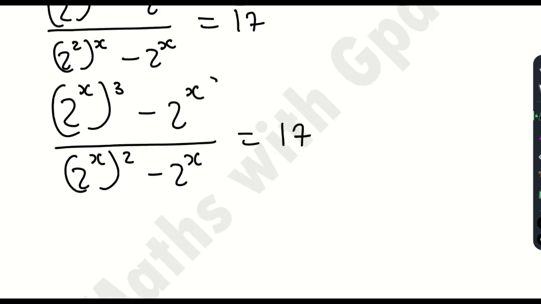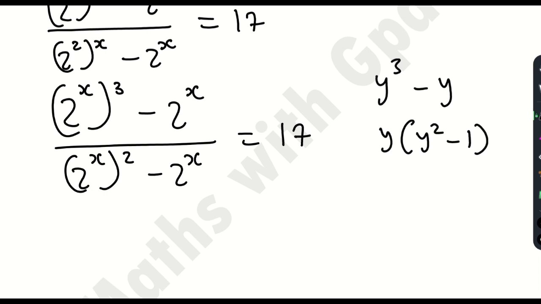But I want you to look at this right here and tell me what is common. 2 raised to the power of x is common. Here too, 2 raised to the power of x is common. Okay, so I'm going to factor 2 raised to the power of x out. For example, let's say you have y raised to the power of 3 minus y. Of course, you can factor out y. You have y squared minus 1. That's exactly what I'm going to do right here.